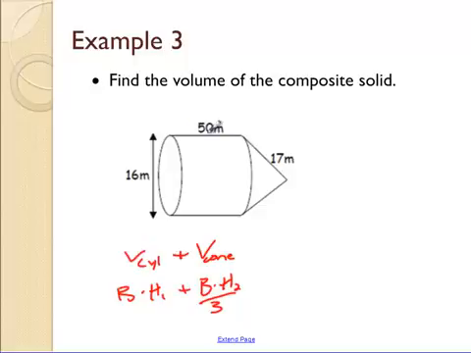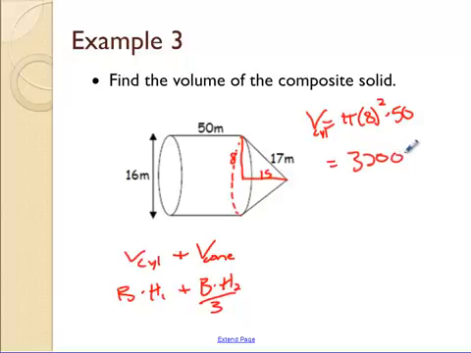The height of the cylinder is 50, but the height of this cone, and let's draw in some stuff so we can see what we're talking about, is right there. Since the diameter is 16, that makes that 8, so the height of this cone is 15. So area of this base for the cylinder is pi r squared, and r is 8, times the height of the cylinder, 50, and that is 64 times 50, and you get 3,200 pi.